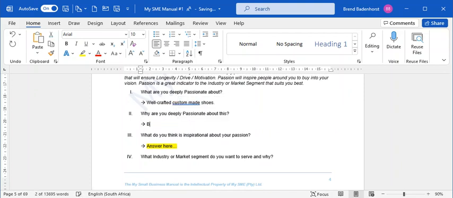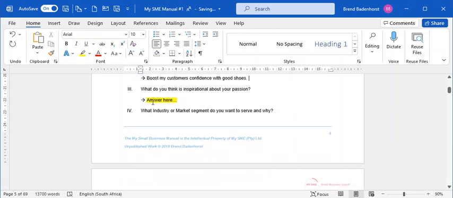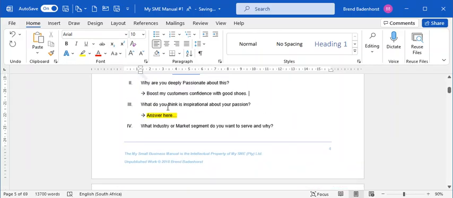Because I want to boost my customers' confidence with good shoes. Right, as simple as that. Okay, and you can then answer the rest of the questions.